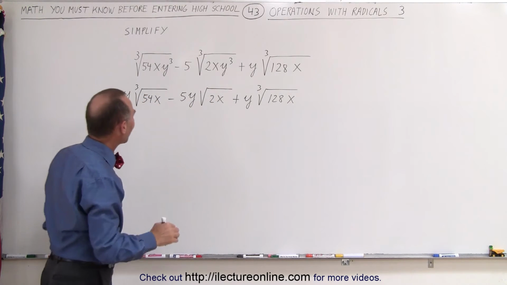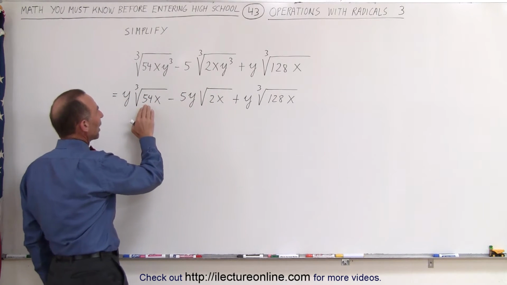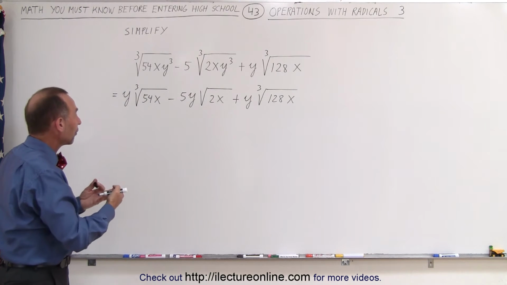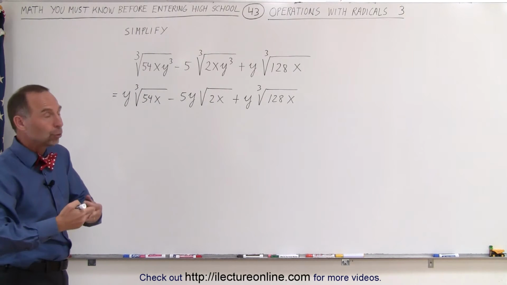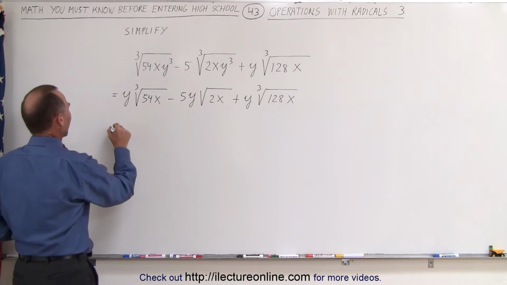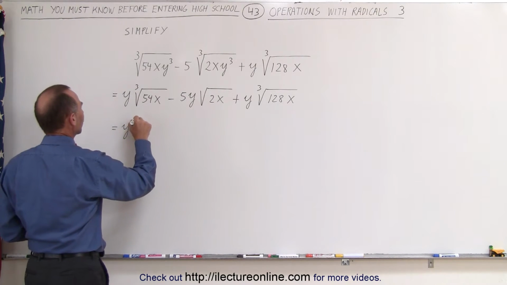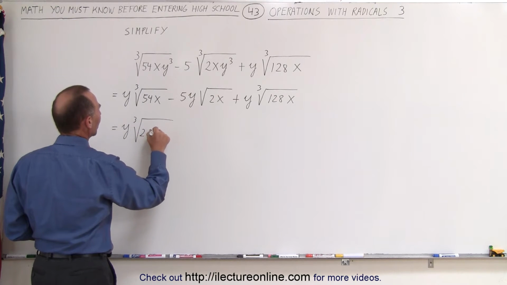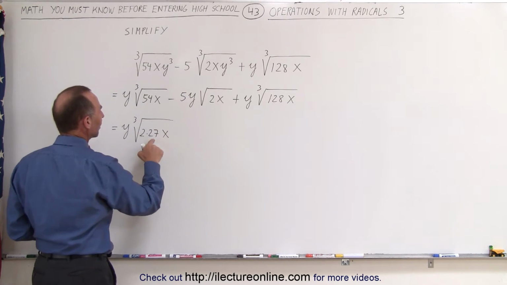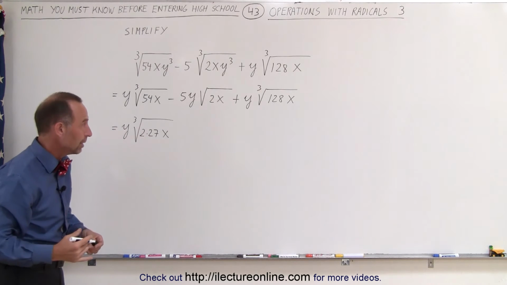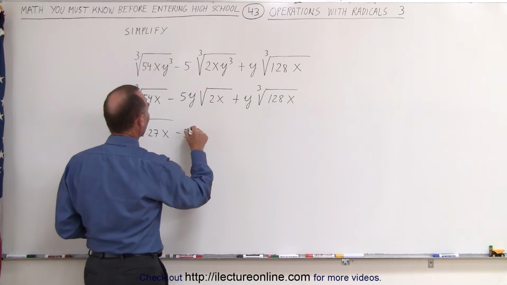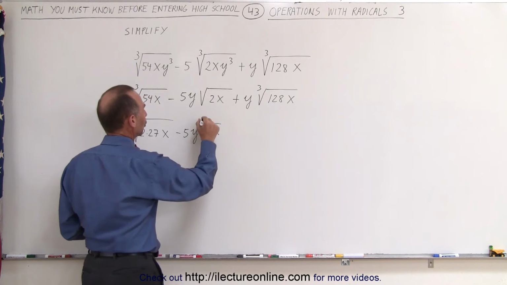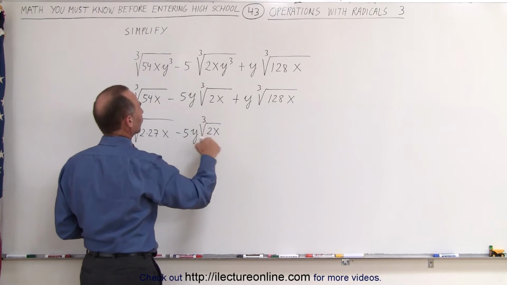Now we can rewrite 54 and 128 in such a way that we have it as a product of something multiplied times something cubed. Let me explain what I just said. This is equal to y times the cube root of 54, which can be written as 2 times 27 times x, because 27 is the cube of 3, minus 5y. Here we cannot do anything. We'll just leave it as the cube root of 2x.